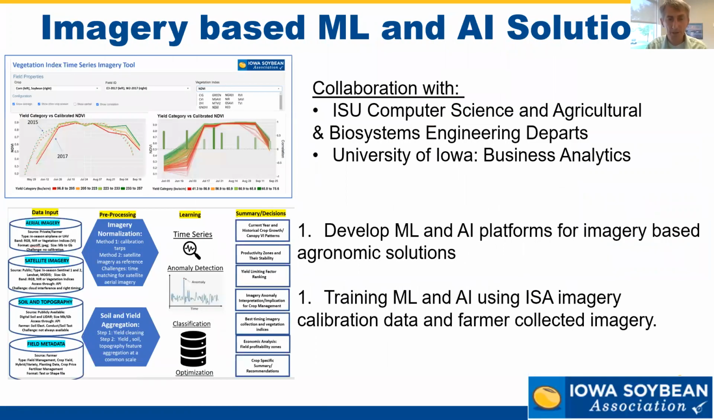Again, I chose this topic because there are so many ways to collaborate and expand on it. Last year we were contacted by a group of scientists from the Iowa State Computer Science Department and Agricultural and Biosystems Engineering, and also from the University of Iowa Business Analytics. These researchers specialize in AI research and development, and what they like about these tools is the idea that we can expand them into developing different platforms for making AI solutions in agronomy.